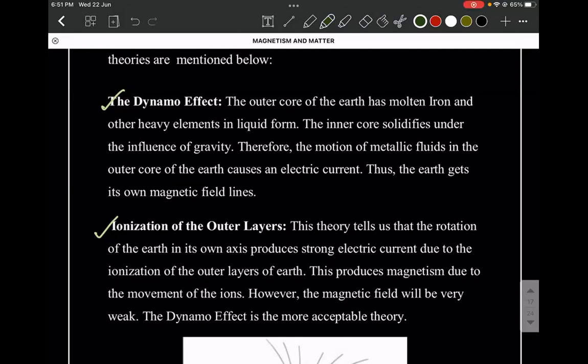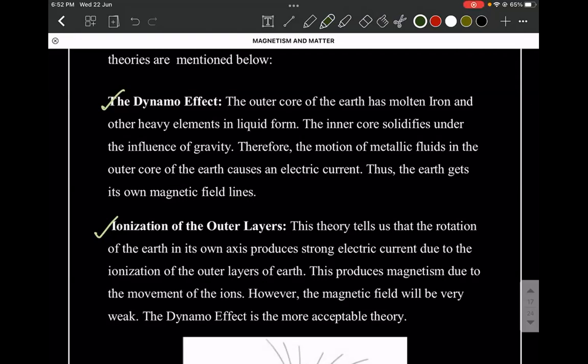But if this kind of ionization can happen because of the rotation of Earth and you're able to see some magnetism, then the magnetism would have been very, very weak. Now, you can measure the magnetism, and Earth's magnetism will generally be in terms of a few Gauss.